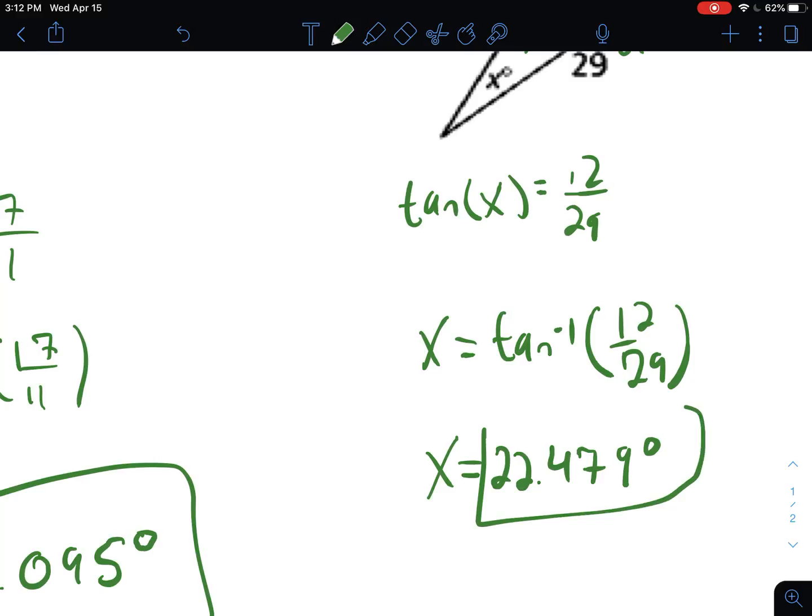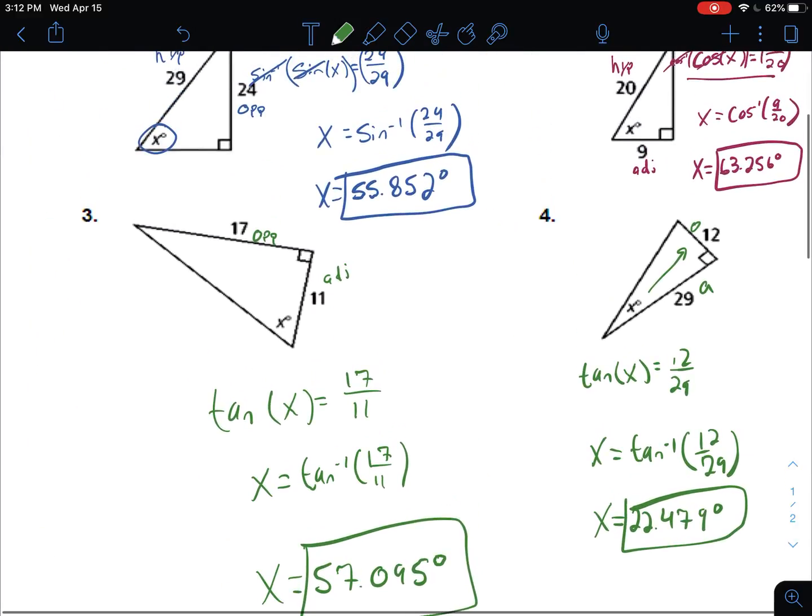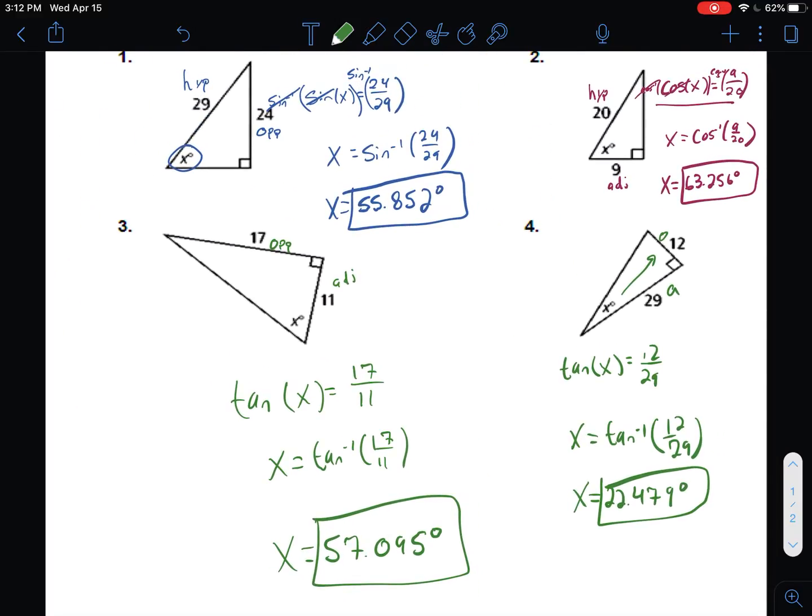22.479 degrees. And that's just a quick refresher on how to do inverse trig. As always, come ask me questions if you have them, guys.